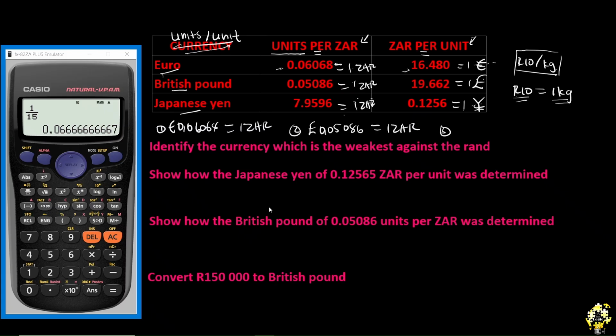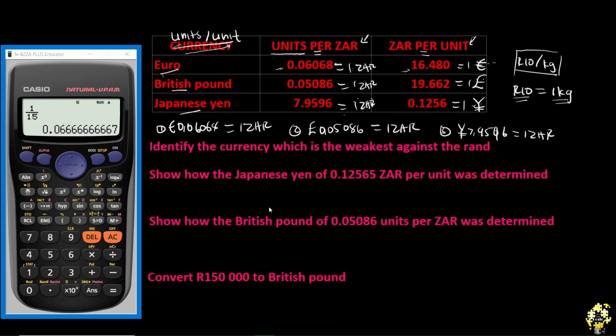You see, you don't have to use both sides because I told you they all mean the same thing. You are very much allowed to just use one side. This side will get you the same answers as this side. So again, we are still on this side. So here they are saying that 7.9596 Japanese yen is equal to 1 South African rand.